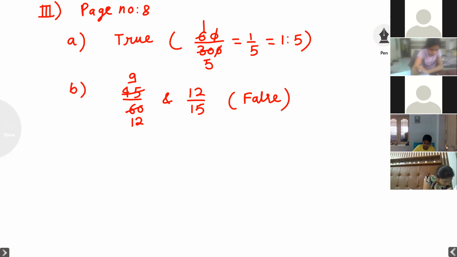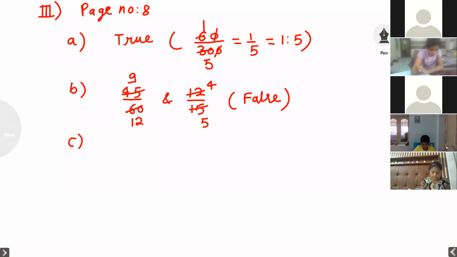45 by 60 we have simplified. 9 by 12 is coming. 9 is to 12. And 12 by 15, when we simplify, 3 fours are 12, 3 fives are 15. 4 by 5. Both are not equal. Second answer is false.